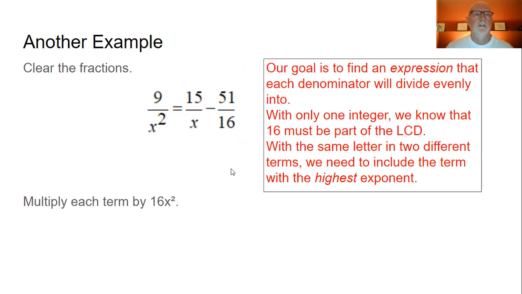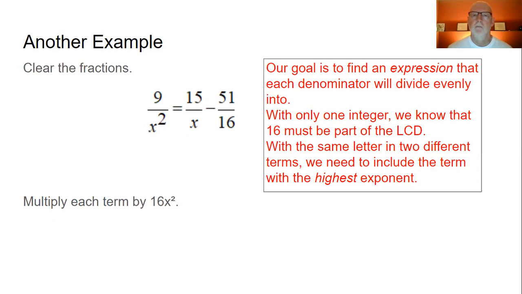Let's look at another example. To clear the fraction, remember, our goal is to find an expression that each denominator will divide evenly into. Now, with only one integer here, we know that 16 must be part of the least common denominator. Now we're dealing with the letters. So we've got an x squared and an x as denominators in two different terms.